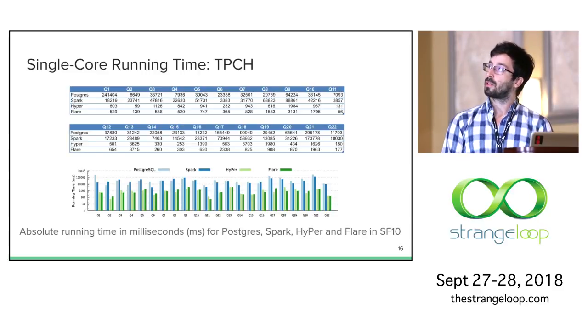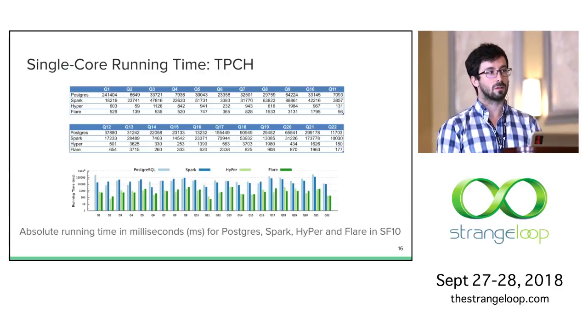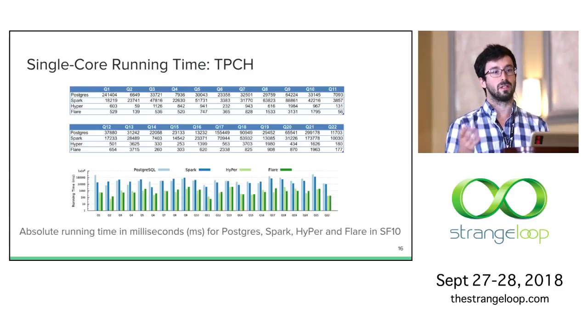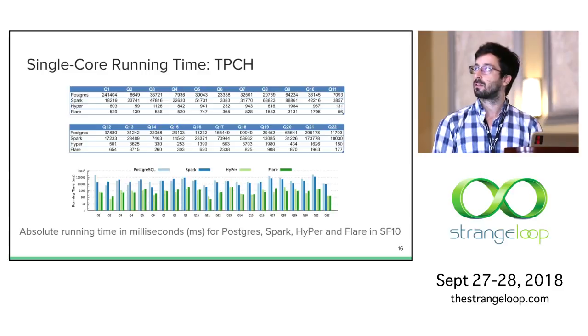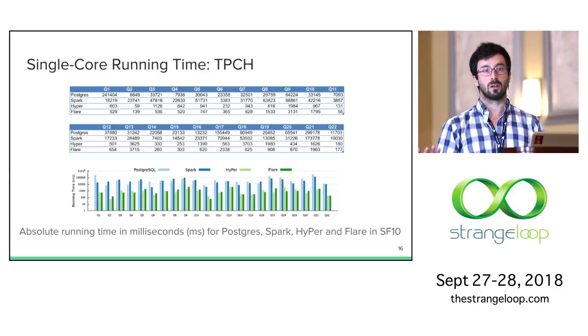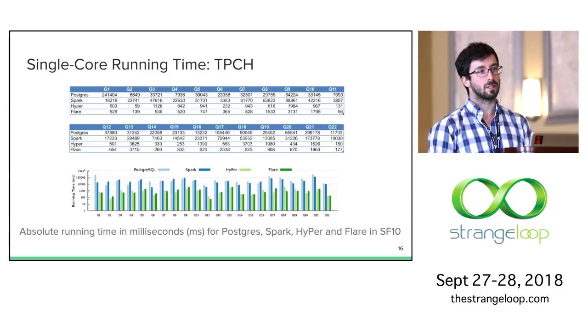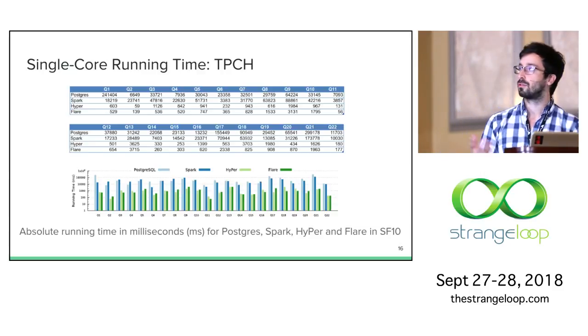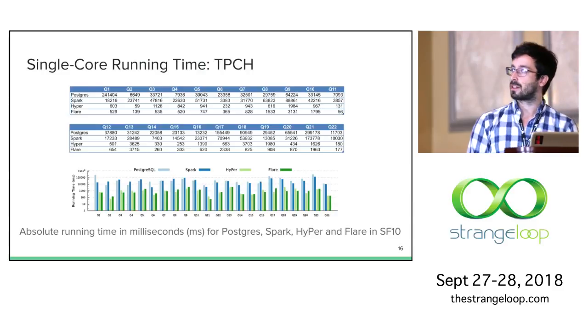And we compare also with Hyper, which is a state-of-the-art system that is closed, it's not open source. They published some papers on how they designed Hyper, but it's not open source, and it's generating LLVM code. And we compare with Flare, which generates low-level C code. And we can see that there are two groups of systems: the ones that are slow and the ones that are a little bit faster.